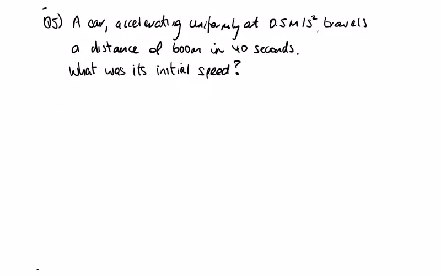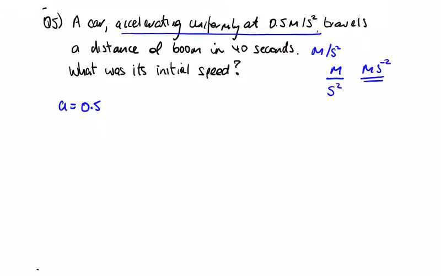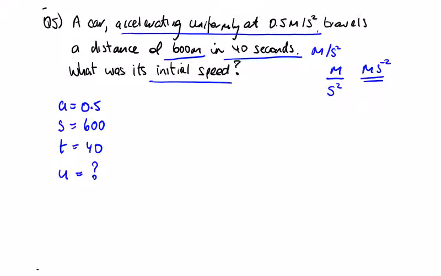Question 5. Car accelerating uniformly. A is equal to 0.5. And here's the ms squared, which is the same as meters over second squared. And you can see if you bring the inside up, it's the same as ms to the minus 2. So both are the same. A distance of 600. S is equal to 600. T, 40 seconds. T is equal to 40. So what was its initial speed? So we don't know what V here is in question 5. Sorry, initial speed U. U is the initial speed, obviously not V.